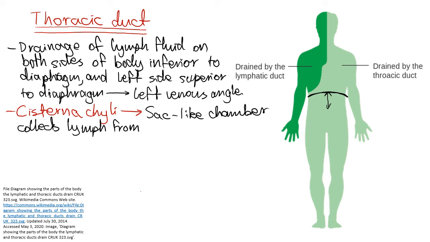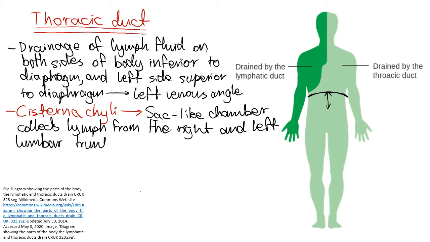from the right and left lumbar trunks and intestinal trunks. So what this means is that the intestinal trunks at the very end contain lacteals, and since lacteals are responsible for the absorption of fats, these trunks allow for the absorption of fat from the intestine to then be taken to the heart to then be transported around the cardiovascular system.